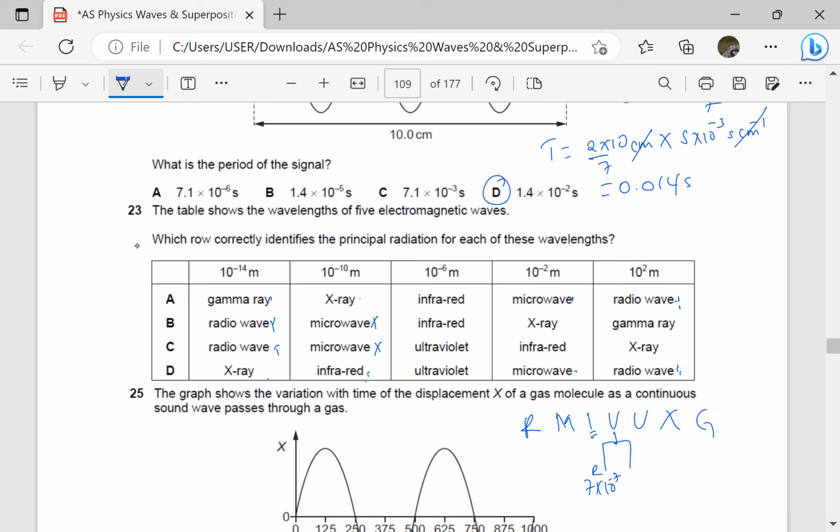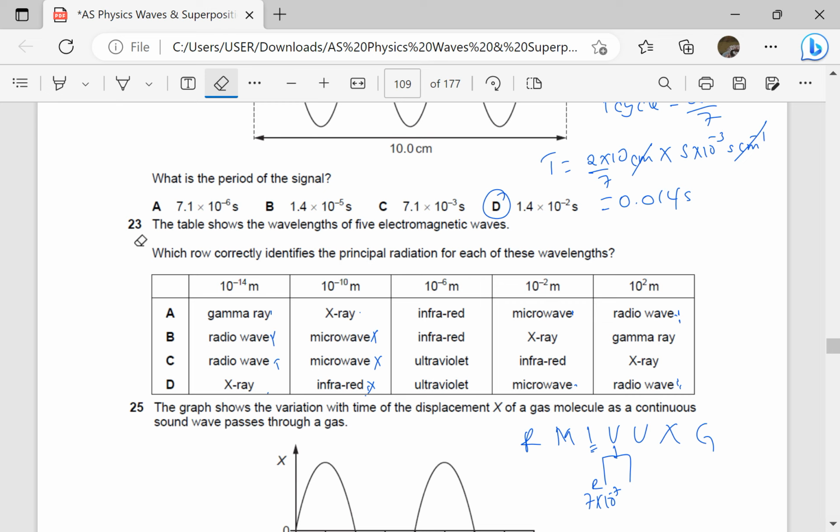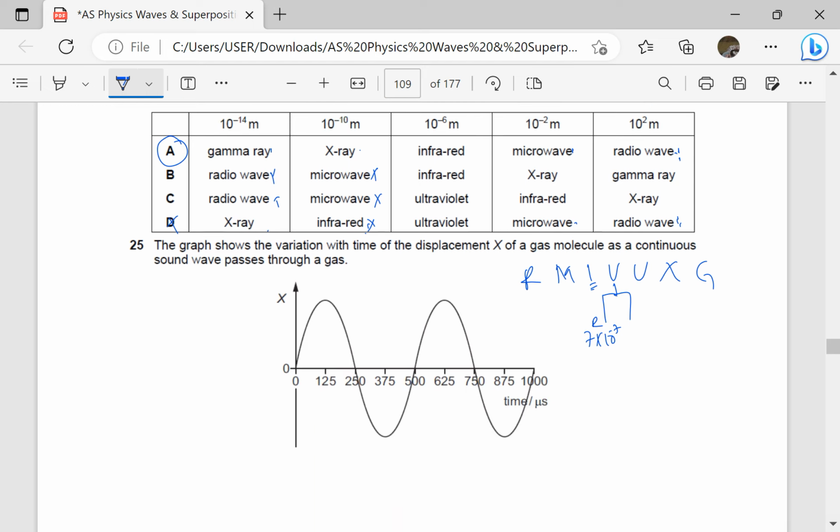So here it has been given negative 10. So it means this row is going to be wrong. So D is wrong. D is automatically wrong. And if D is wrong, it means we remain with one option, which is X-rays. So gamma rays, X-rays, infrared, microwave, then radio waves. That would be the order.